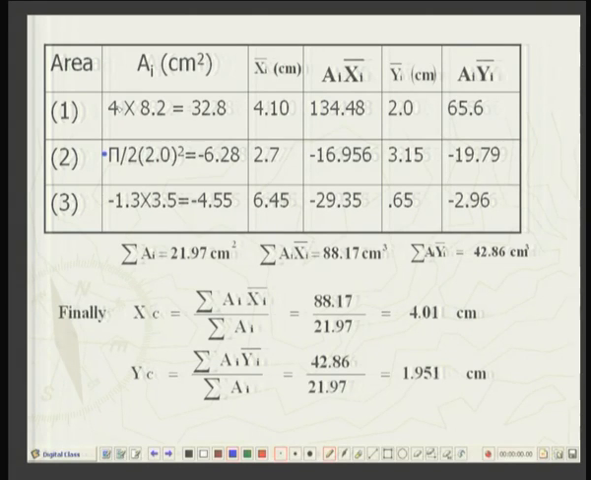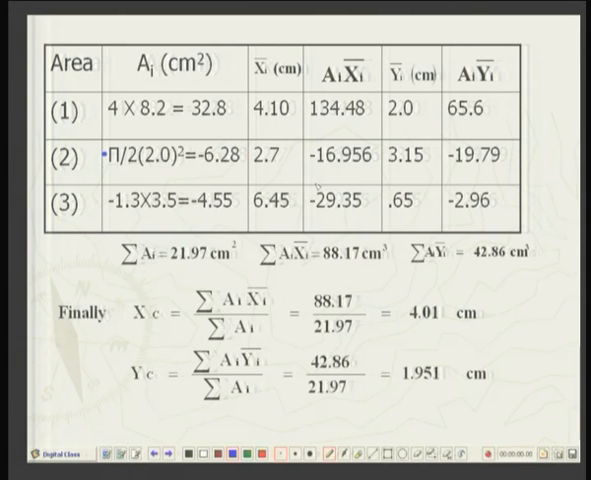and this will come out to be minus 16.956, and the y axis coordinate of the centroid of the semicircle will be 3.15, and this will give me the moment as minus 19.79. The third figure is again a rectangle. Dimensions are 1.3 and 3.5, again it is a notch, so minus, and so you will again have the contribution along the x and y coordinates.